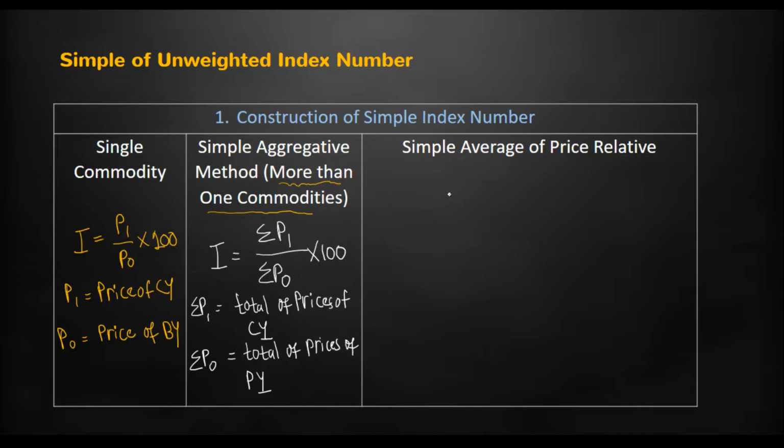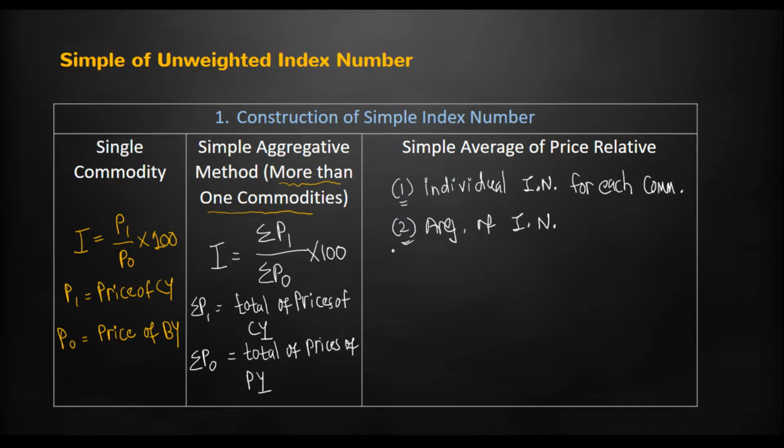Then we have another way to find out the index number. The name of the method is simple average of price relative. See, in this method we first compute the individual index number for each commodity, and then we take the average of those individual index numbers and we get the average index number.